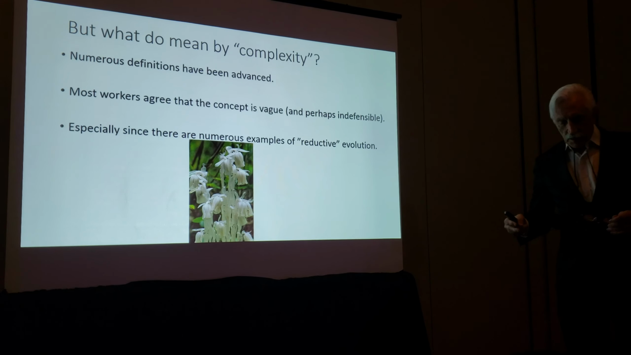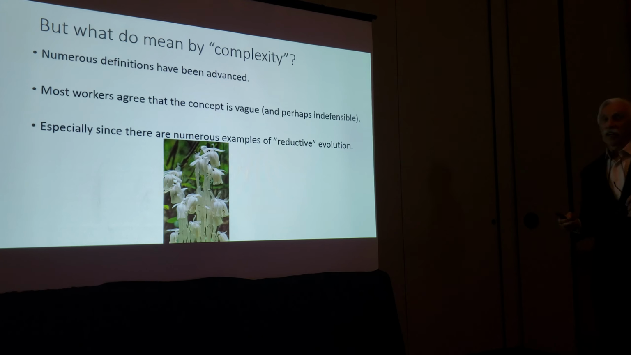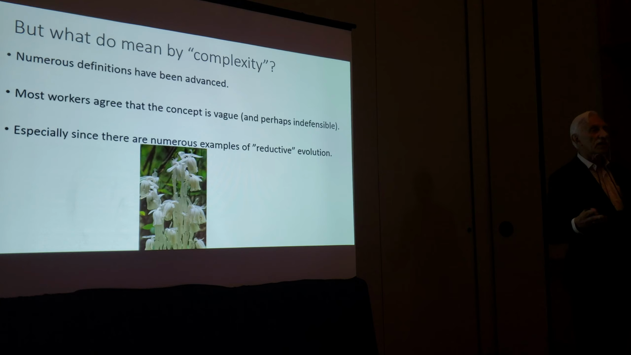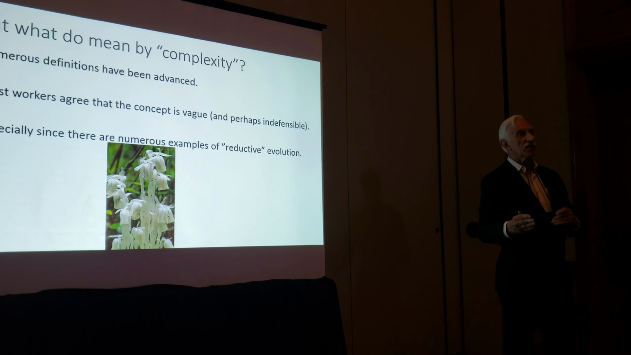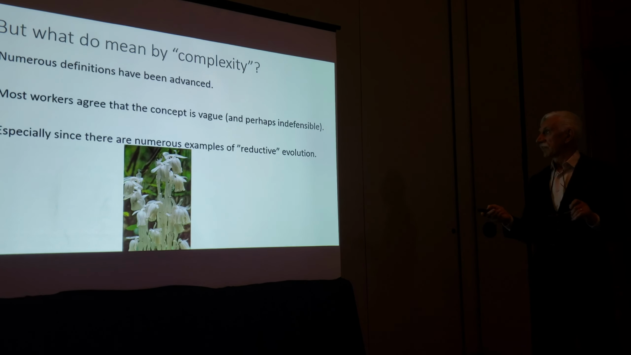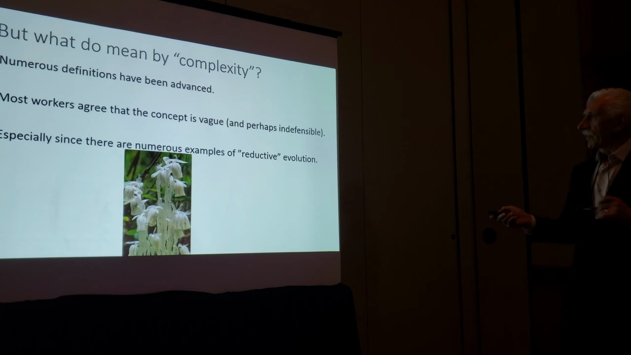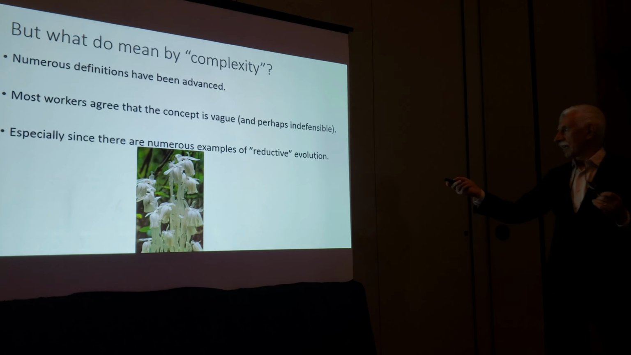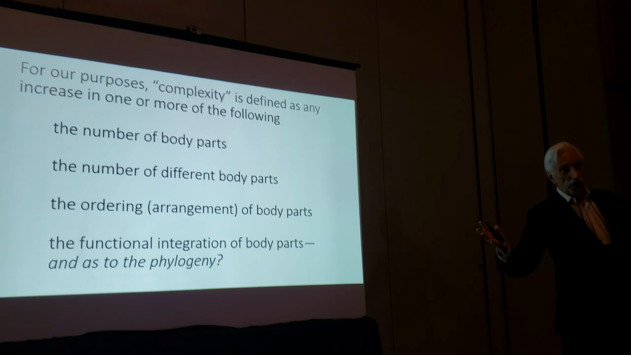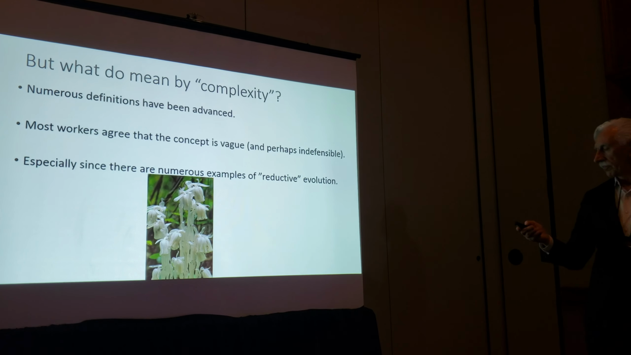Well, then what do we mean by complexity? This has been debated. It could be subjective. Numerous definitions have been advanced. Again, McShay has done a pretty good job laying some out. We have to have complexity defined in a way we can translate it into characters, the way I see it. Most workers agree the concept is vague. Karl threw in that perhaps indefensible. That wasn't my idea. Okay, especially since there are numerous examples of reductive evolution. There you go. Sure. Complexity, we all think, increases, but there's clearly some cases of reduction. So how does that all figure?